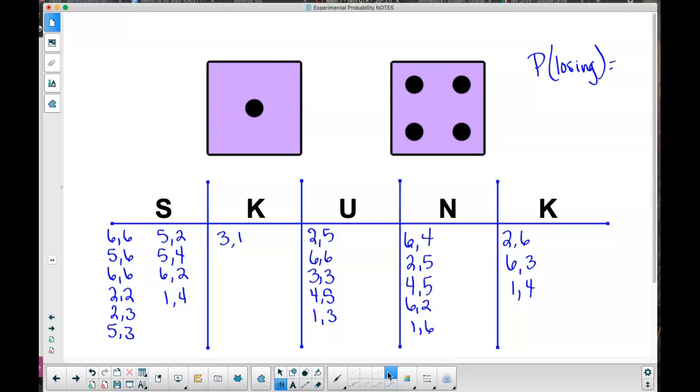How would I figure that out? How many times did you end up losing your points? Based on what I roll, how many times? 1, 2, 3, 4, 5, right? There were 5 times where I rolled a 1. Out of how many total? 1, 2, 3, up to 24. So what percent is that?